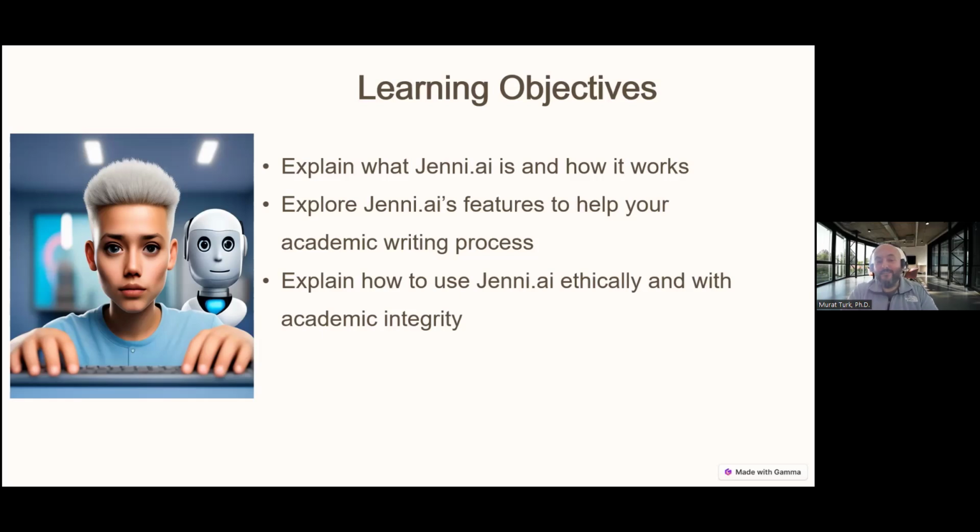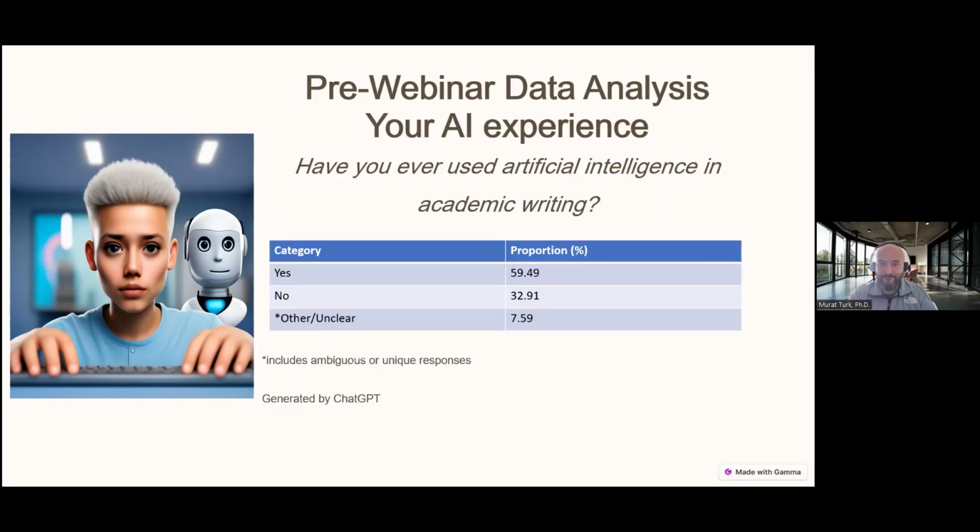The third objective for us is to explain how to use Jenni.ai ethically and with academic integrity, which is also an important learning objective, because we know that academic integrity and ethical use of AI tools is super important for our academic writing process.